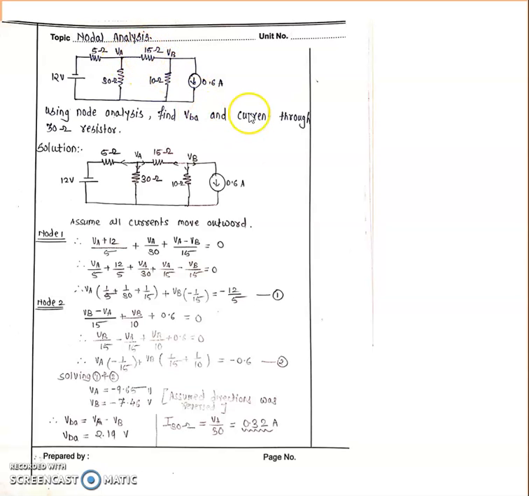What is the current flow? You can find out the current flow here. Current I is equal to V by R. What they are asking is VAB. So find the VAB. This is one question. Then current through, this is another question. Current through the 30 ohm they are asking, not 15 ohm.